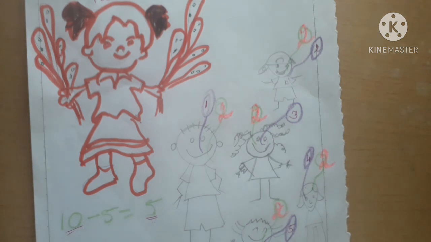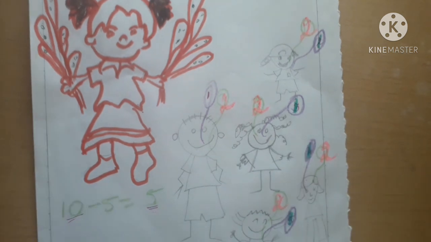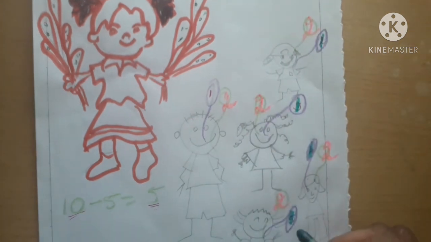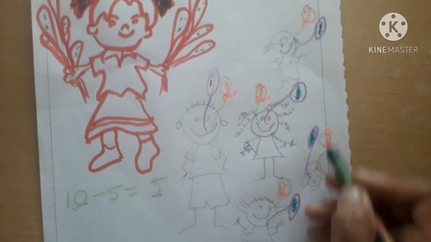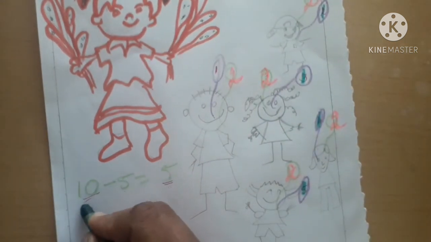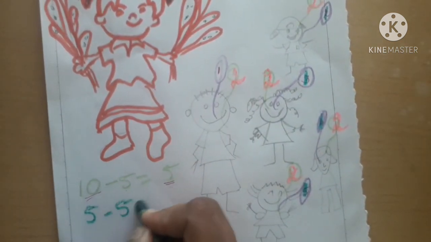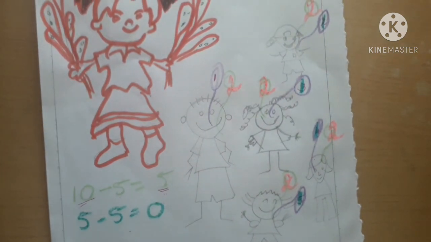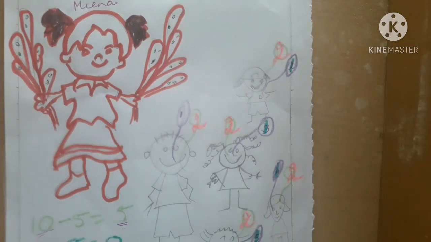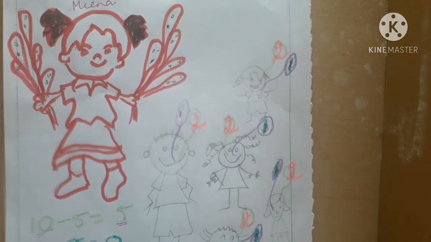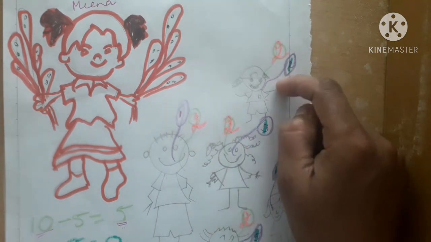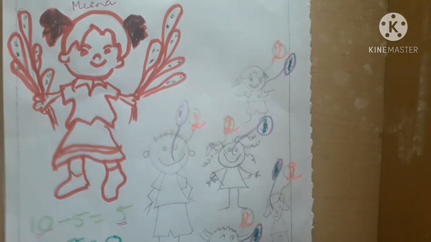Okay, so here you can see that each of her friends is getting two balloons, and now Meena is left out with no balloons. Okay, see this picture once again. You can see that each of the children is getting two balloons.